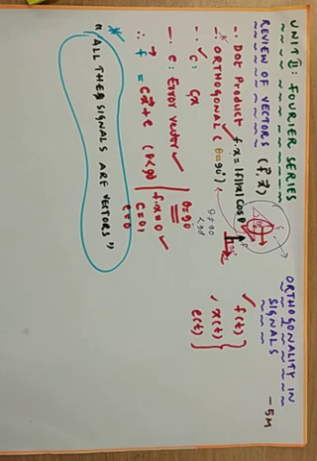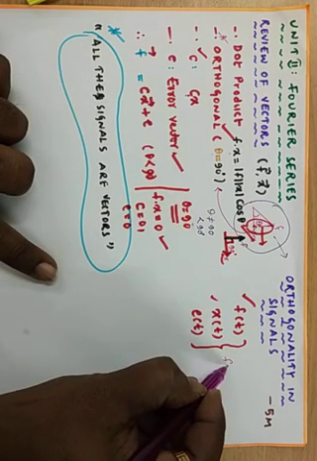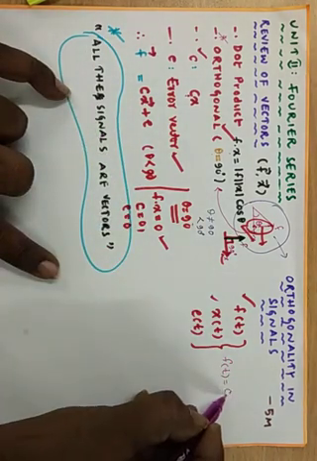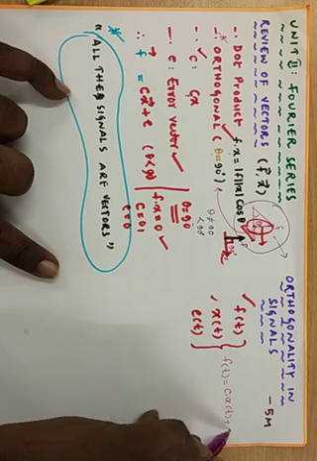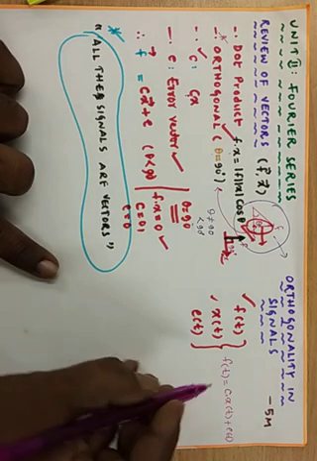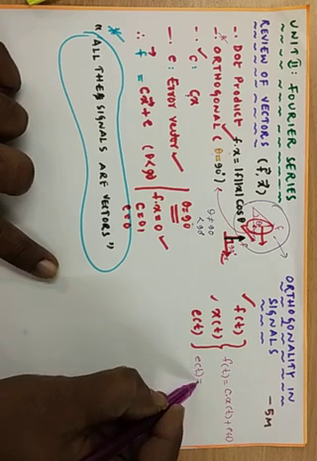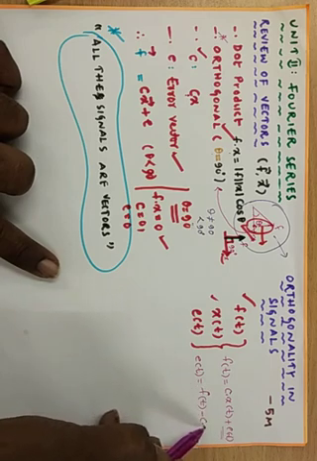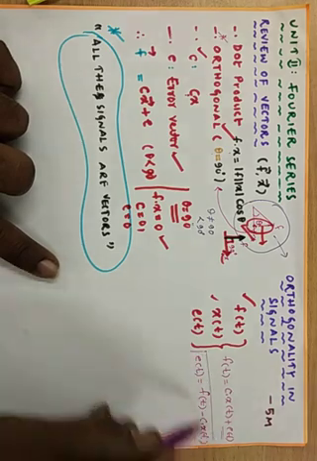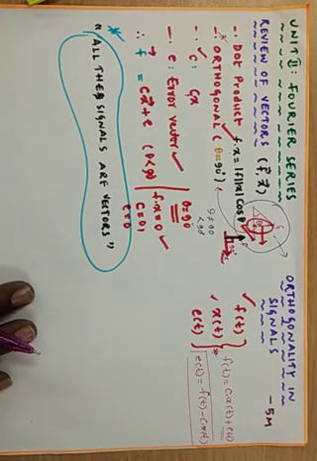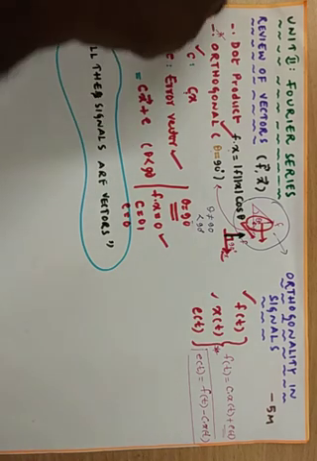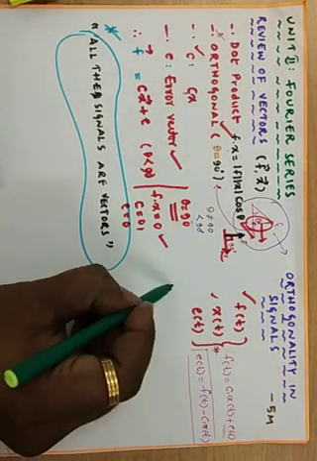Now we can form the equation for this. f of t, a continuous time signal, is equal to c into x of t plus e of t. From this, the error signal is equal to f of t minus c into x of t. This is the error signal equation. f of t is equal to c into x of t plus e of t, where e of t is the error signal.